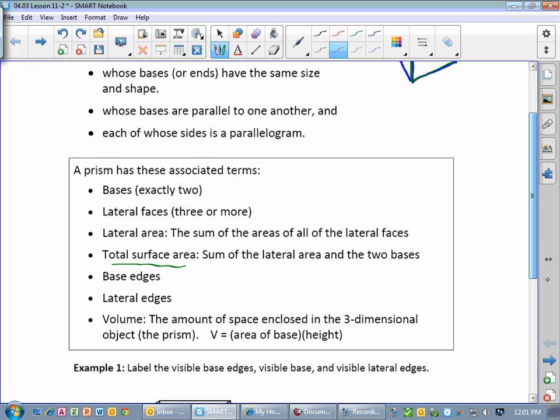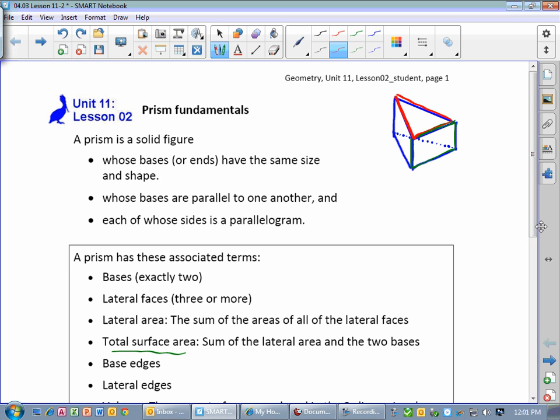And then finally, we have a volume formula here. So to find the volume of any prism, we're not going to do this today. We'll do it tomorrow. But we get the area of the base, and we multiply it by the distance between the bases, which we just call the height. So that distance we call the height.